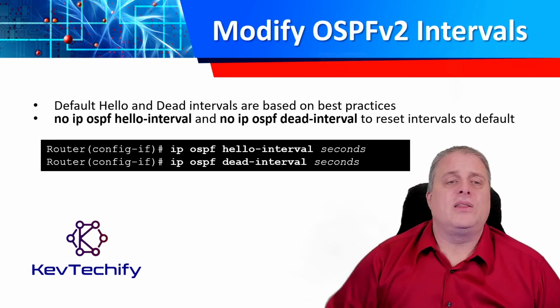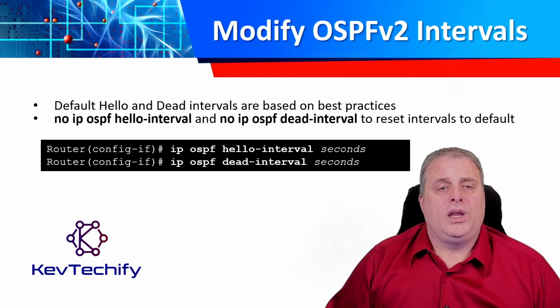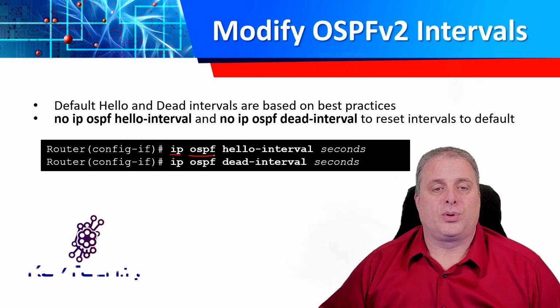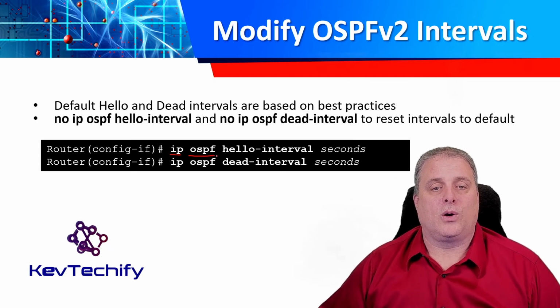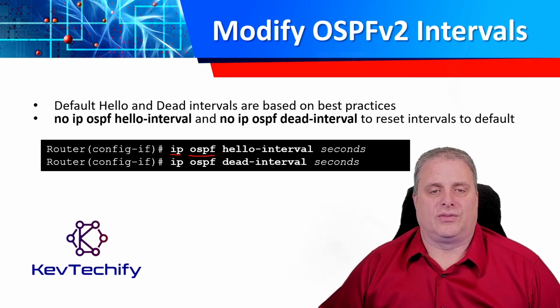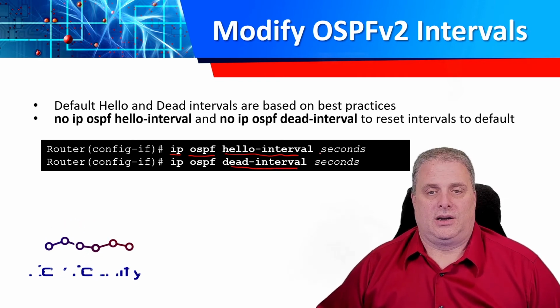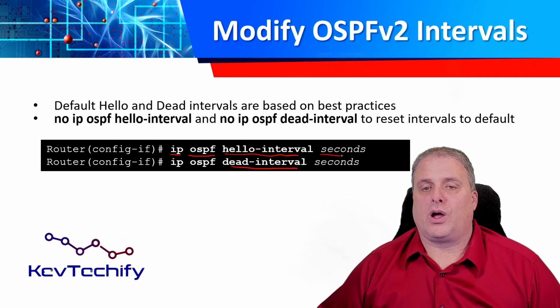To modify those intervals, we use the IP OSPF, so it's part of the IP suite. We're dealing with the OSPF protocol, so we start off with IP OSPF, and then it's either hello interval or dead interval. You can use one of these 2 words, and then you specify the number of seconds there, however long you want it to be.